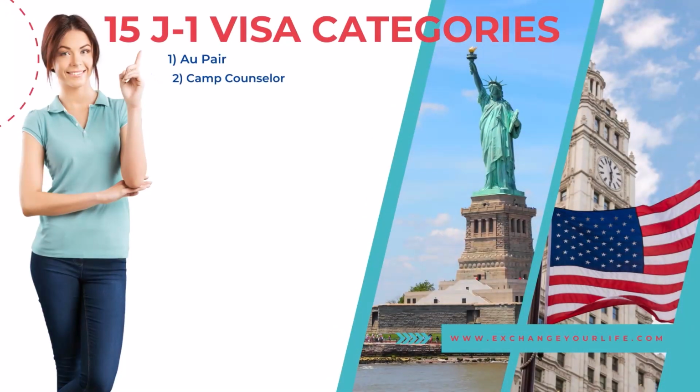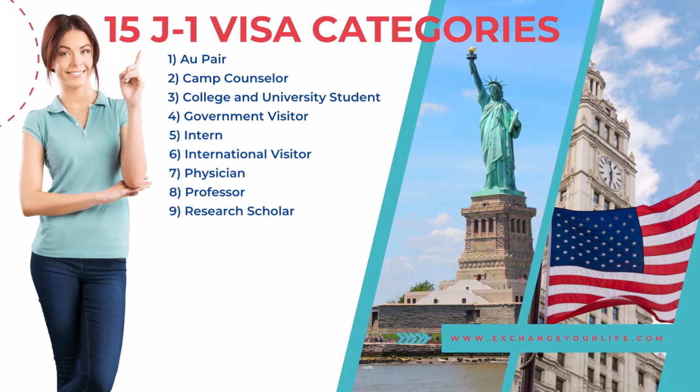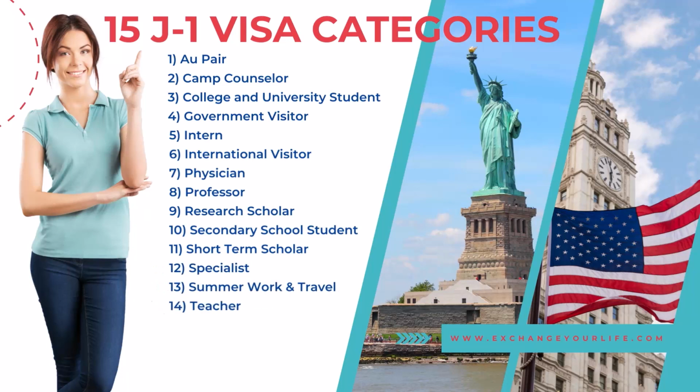Within the J-1 visa, there are actually 15 different categories: au pair, camp counselor, college and university student, government visitor, intern, international visitor, physician, professor, research scholar, secondary school student, short-term scholar, specialist, summer work travel, teacher, and trainee. Each category has its own unique eligibility requirements, purpose for visit, and different rules and regulations.